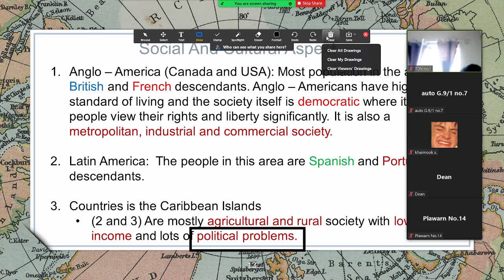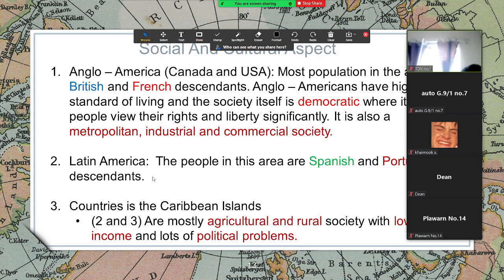Okay, so that is why they have a low income. So this is the social and cultural aspect.